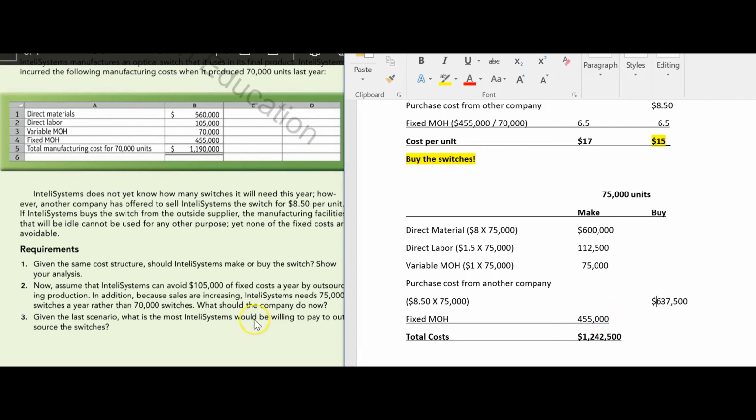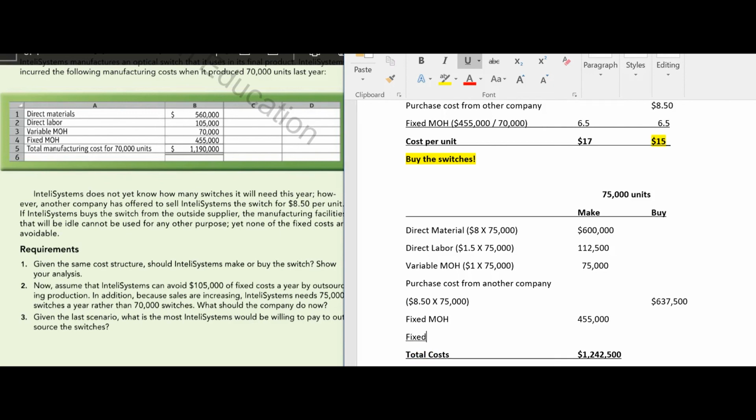Now the company also needs to pay fixed overhead. So your cost for 75,000 switches will start with 637,500. But remember, if you buy the product, you still have to pay some portion of your fixed overhead cost, but you could avoid $105,000 of fixed cost. So if you make the buying decision, your fixed overhead will be lower by 105,000.